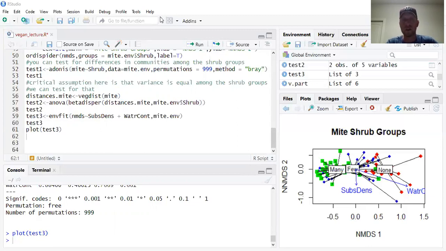So there's a lot more to vegan beyond this, but that was kind of an overview of some of the main functions that my research group uses vegan for, and this may be something that helps you guys either now or in the future with your own research.